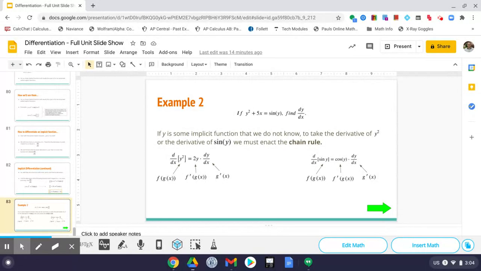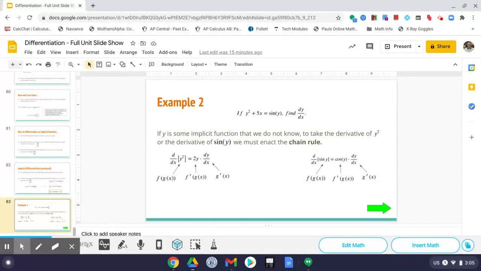And here is the big idea of the whole video. If we can commit to saying that y is some implicit function that we don't know, so y equals something in terms of x, but I don't know it, but I'm taking that function and I'm doing other things to it. So specifically for this one, I'm squaring y and I'm taking the sine of y. Well, what's happening there is I'm taking a function y and I'm putting it inside of another function, in this case x squared and sine of x. That creates a composition function. And we know that with any composition function, I have to use the chain rule.